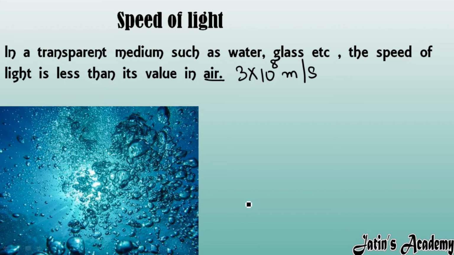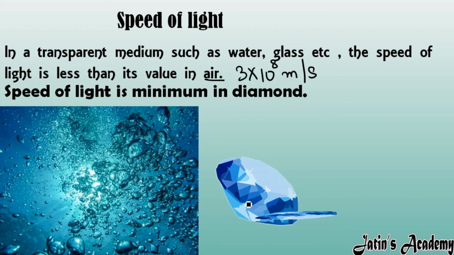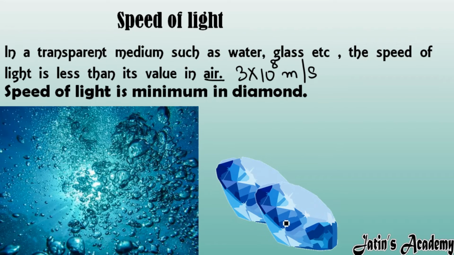And the speed of light is minimum in diamond. Whenever light moves in diamond, it moves with its minimum speed. Maximum speed is in air and vacuum, and minimum speed is in diamond.